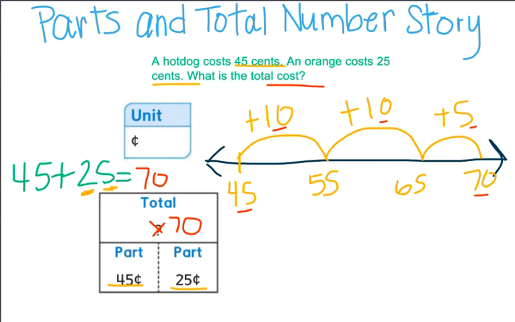And I can even model that with coins. So the 45 and the 25 in the part boxes represent the two numbers we add in the number model. And the question mark in the total box represents what we do not know or need to find out. It is the same as the question mark in the first number model. You are going to use parts and total diagrams in your math journal today.